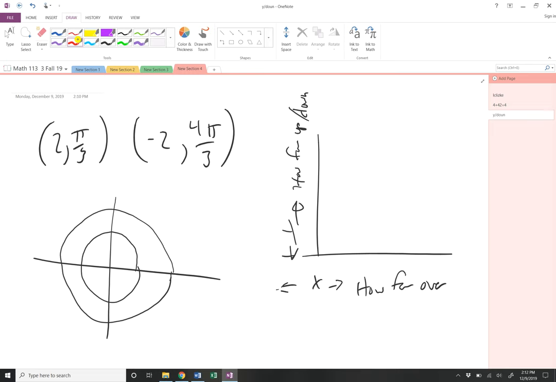So while they're finishing plotting those points, when we graph XY coordinates, our input tells us how far over or where we are in the X direction, and our output tells us how far up or down, so in the Y direction. So how far over, how far up, those are the way we get our coordinates. That's the way we think about them. When we're doing polar coordinates, we think about these in a different way.